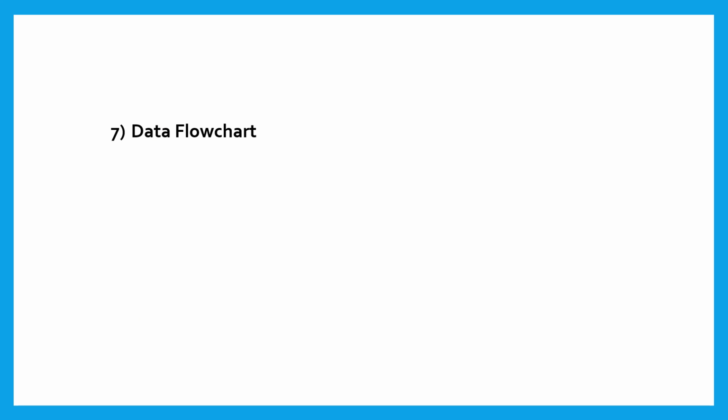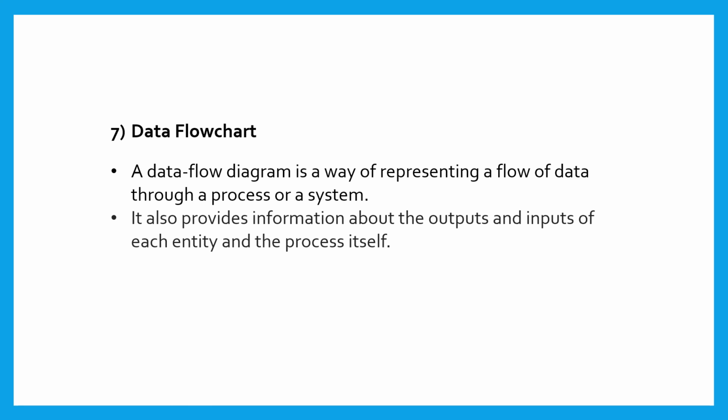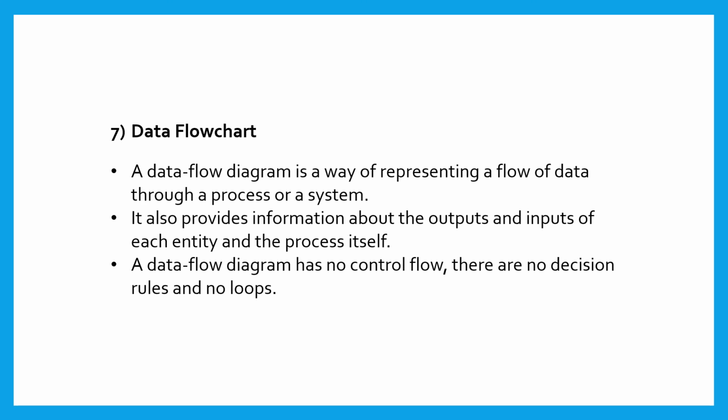Data flow chart. A data flow chart or data flow diagram shows the way data is processed. A data flow diagram is a way of representing a flow of data through a process or a system. It also provides information about the outputs and inputs of each entity and the process itself. It comes in handy when you want to design or analyze a system. A data flow diagram has no control flow, no decision rules and no loops.